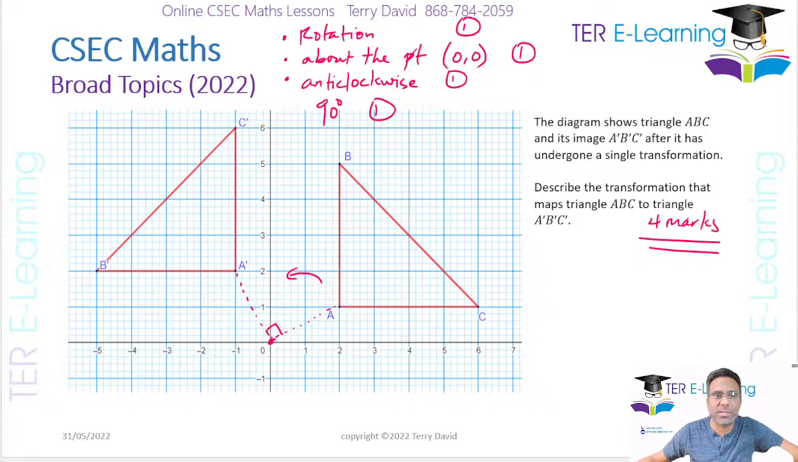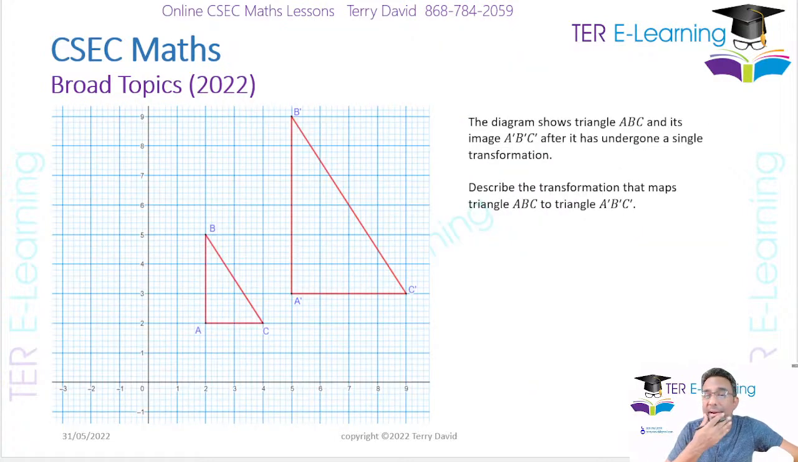Alright guys, cool. Next question now. We have a diagram here. We have two triangles, and they want us to describe the transformation as fully as you can. What kind of transformation is this?